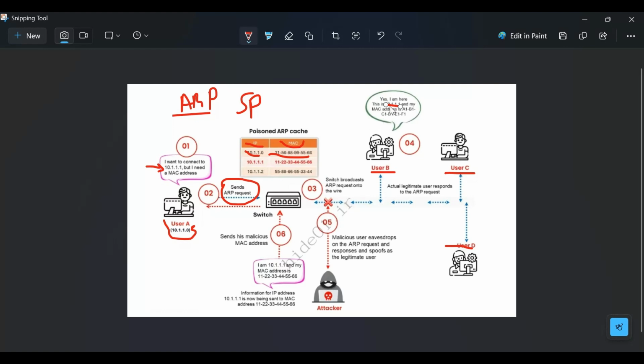And user B is expected to respond by saying, I am here. This is my IP address, and this is my MAC address. This is my house address. Send that data to me. Now information can be sent to him. It passes through the router, it's filtered, and then it goes to the legitimate user in a way that user C and user D cannot see this information.